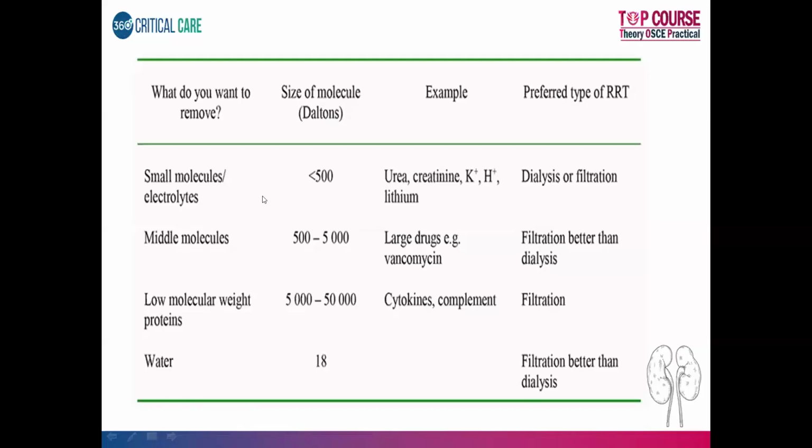If you want to remove small molecules or electrolytes which are less than 500 Daltons, then dialysis or filtration both can be used. Examples include urea, creatinine, potassium, hydrogen ions, and lithium. If you want to remove middle molecules which are 500 to 5000 Daltons, for example vancomycin, then filtration would be better than dialysis. And if you want to remove molecules between 5000 to 50,000, especially low molecular weight proteins like cytokines and complements in sepsis, then filtration, that is convection, is the only way of performing this.